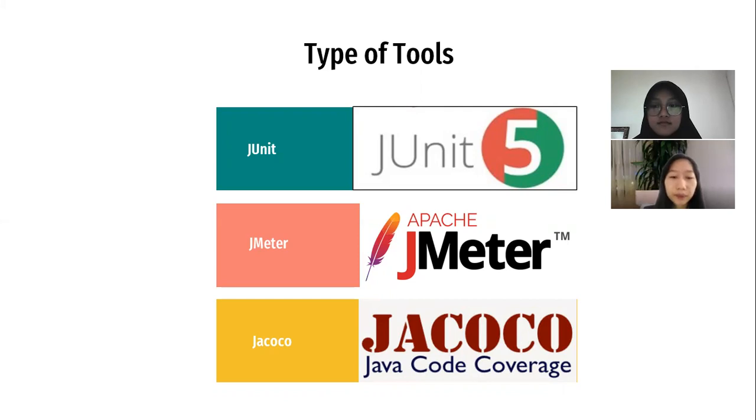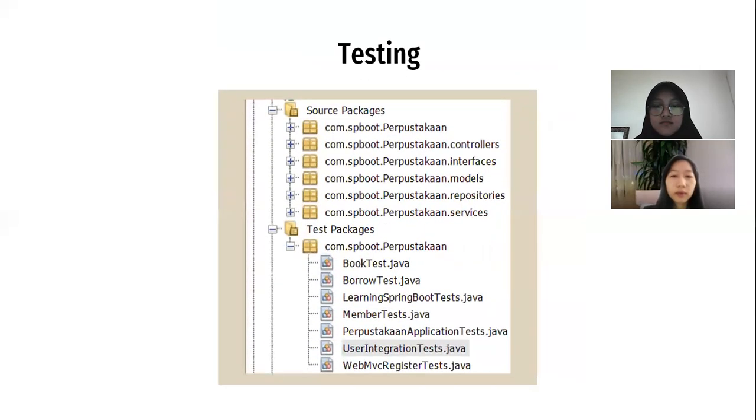Next. This is our testing. We have the tests carried out on the script website. They include book test, borrow test, learning Spring Boot test, member test, library application test, user integration test, and the MVC register website test, which is very much needed for web admin libraries in general.